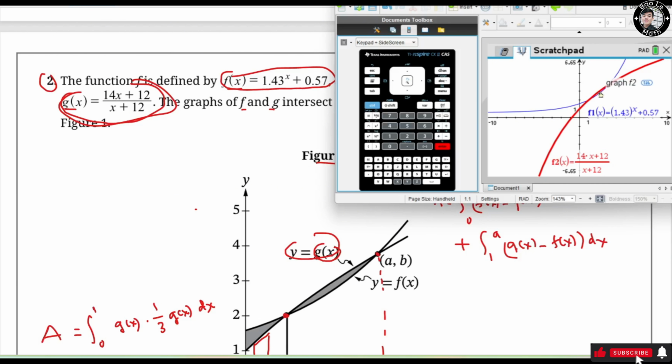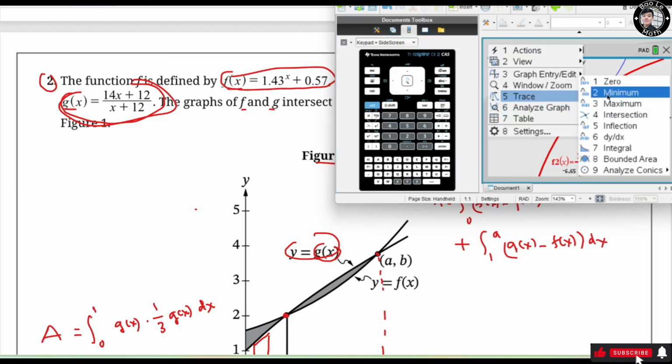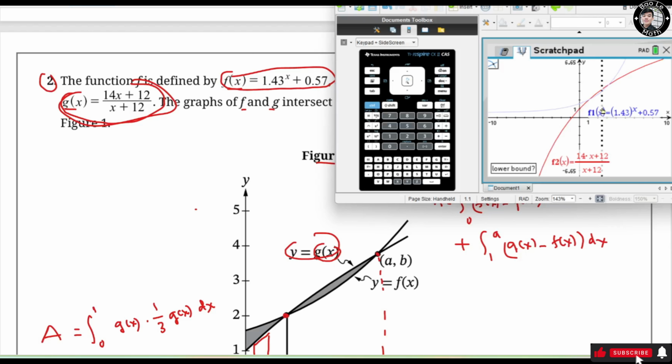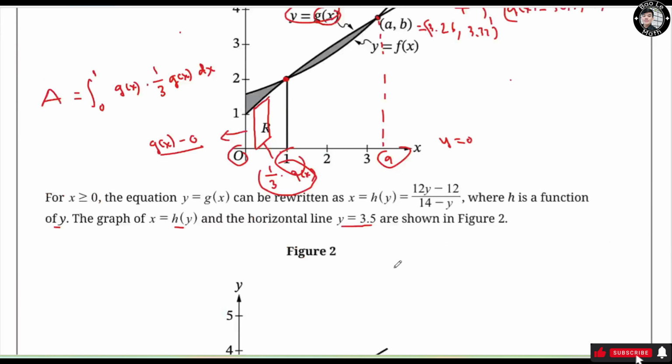Alright. Now we need to find the intersection. We know that the intersection right here is 1, right? So we don't need to find this one. Now we need to find this guy right here. So press menu, analyze graph, number 4. Go to the left, go to the right of the intersection. It could be 3.26, right? So a right here equals 3.26. So I'm going to copy this one over here.